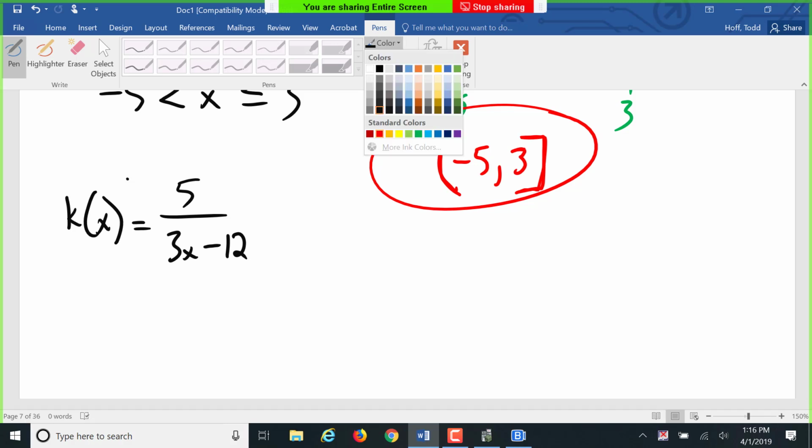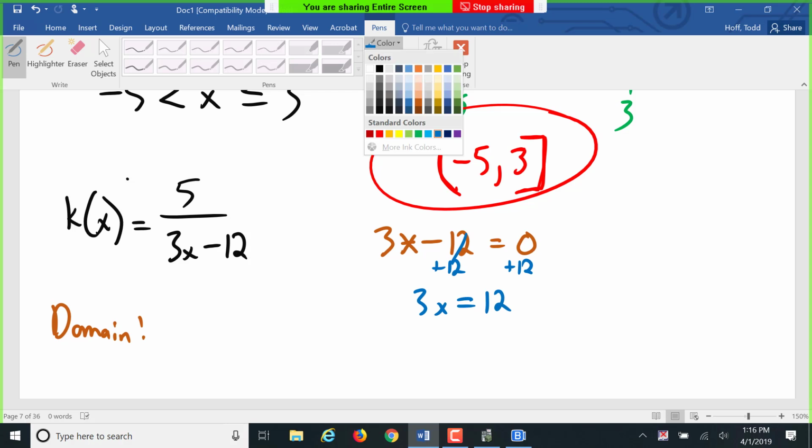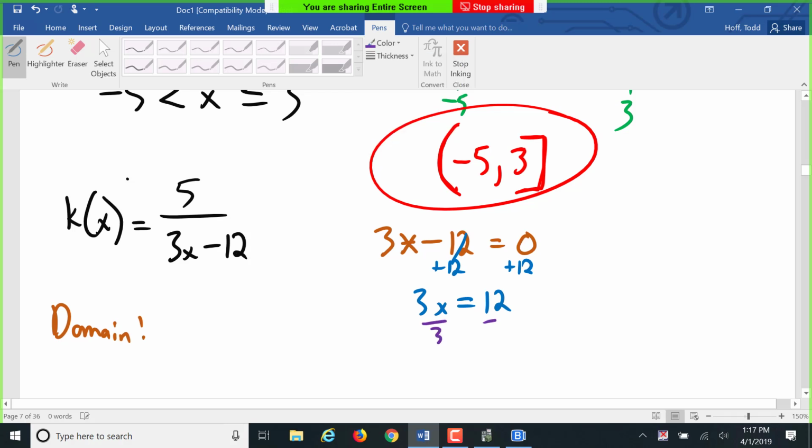So if I wanted to use that interval notation to express the domain of a rational function like 5 over 3x minus 12, we know that 3x minus 12 cannot equal 0. We add 12, 3x cannot equal 12, divide by 3, x cannot equal 4.